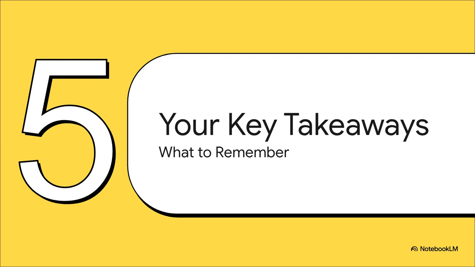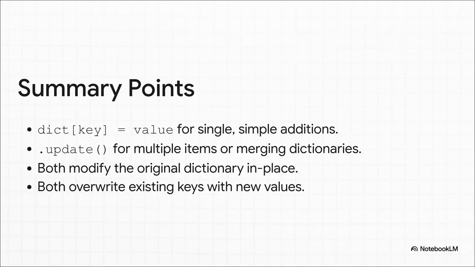All right, let's bring it all home. We've gone over a lot, so here's a quick recap of the most important things to remember. Okay, here are your key takeaways. Number 1, for simple, one-off additions, use the square brackets. Easy. Number 2, for adding a bunch of items or merging dictionaries, .update is your best friend. Now, here's a really important one for both methods. They change the original dictionary. They don't create a new one. And last but not least, remember that if a key already exists, both of these methods will just overwrite the old value with the new one. No errors, just a simple replacement.